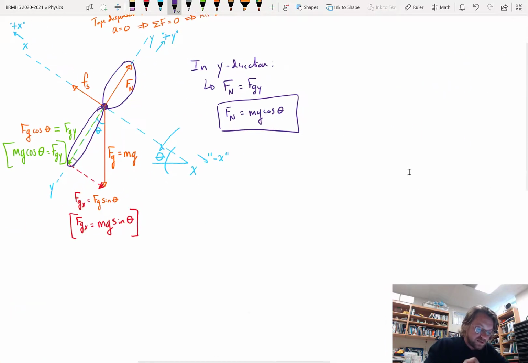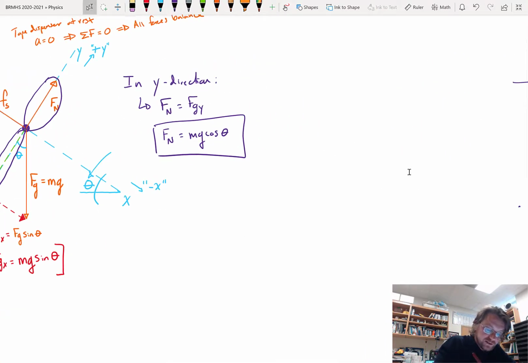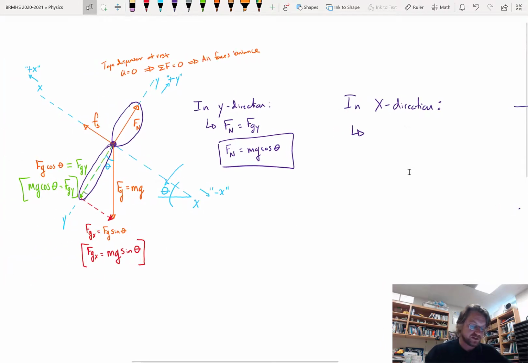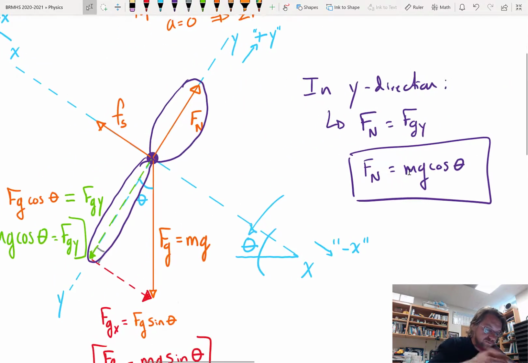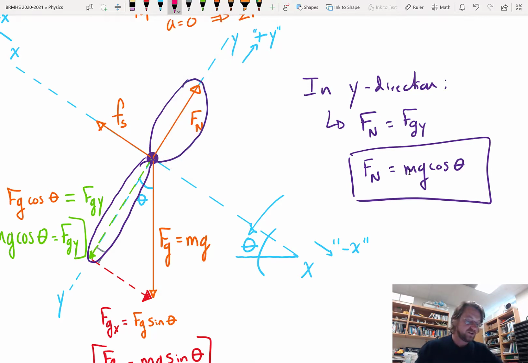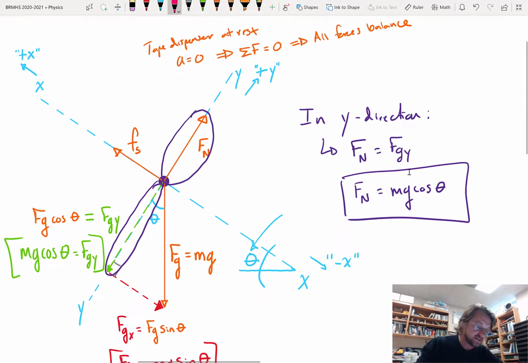That was in the y direction. Then we're going to look at the x direction. Once we've broken stuff up into the x and y directions, we're just looking to see, hey, okay, if the acceleration is 0, all this stuff needs to balance out. So now we're looking at the x direction. Let me change my color here to like a pink, I suppose. So I look in the x direction, what's parallel to the x-axis.